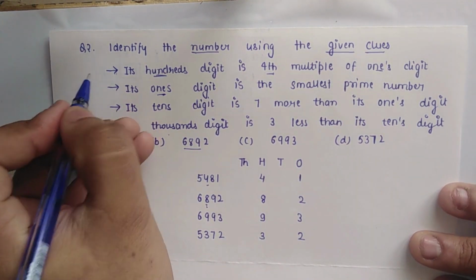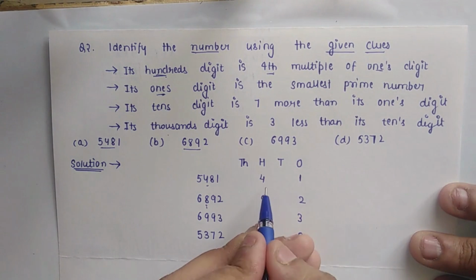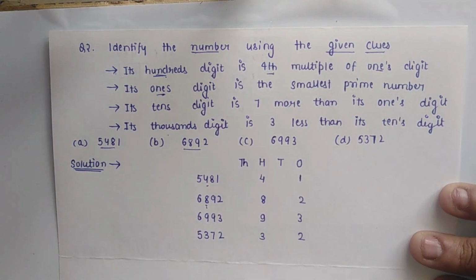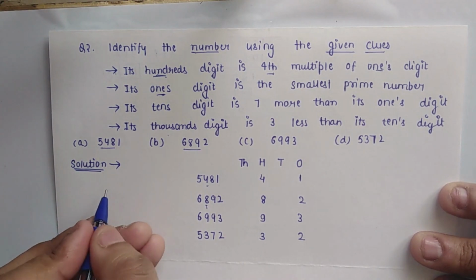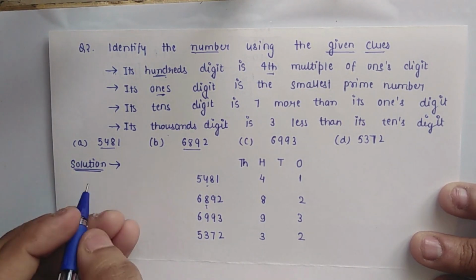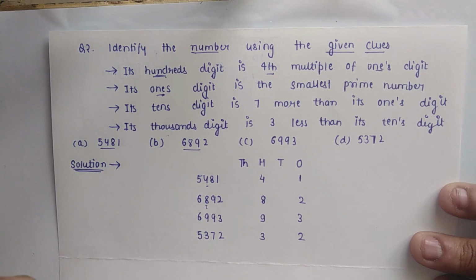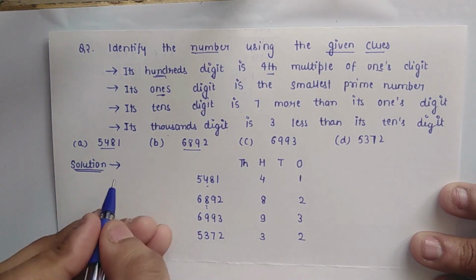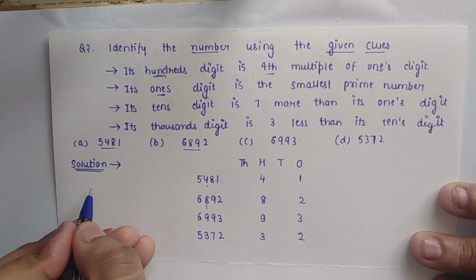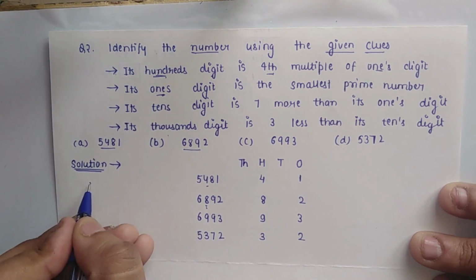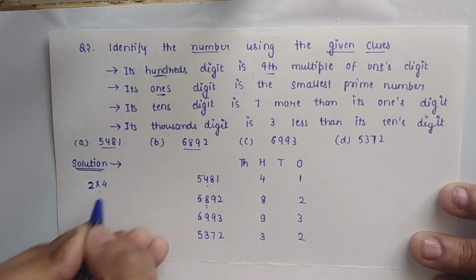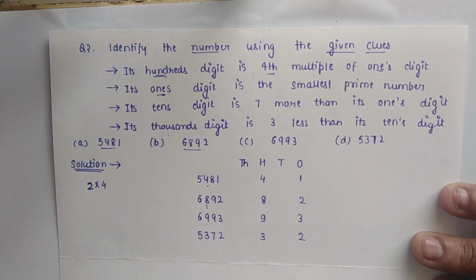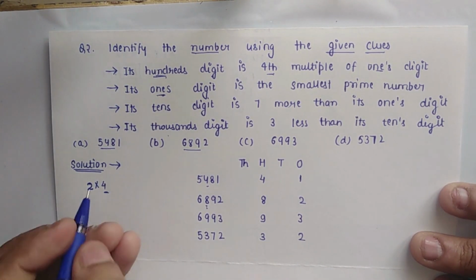Now the first statement is saying that the hundreds place digit is the 4th multiple of the ones digit. We have seen in our previous question practice also that we get the 4th multiple or the 3rd multiple of any number by multiplying. Suppose I have to calculate the 4th multiple of 2, then what I will do is multiply 2 by 4. So whenever we multiply by the counting number, we get the multiple.